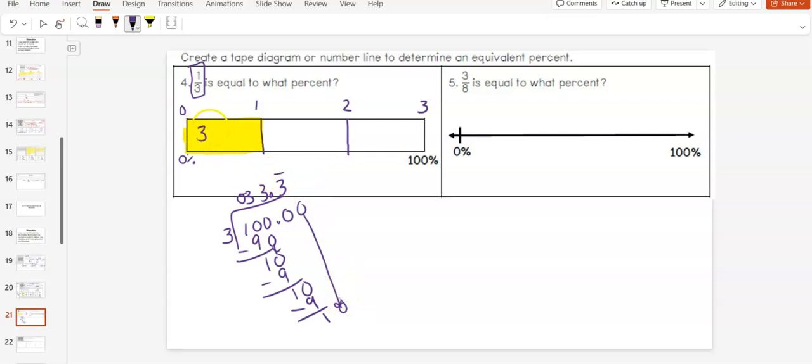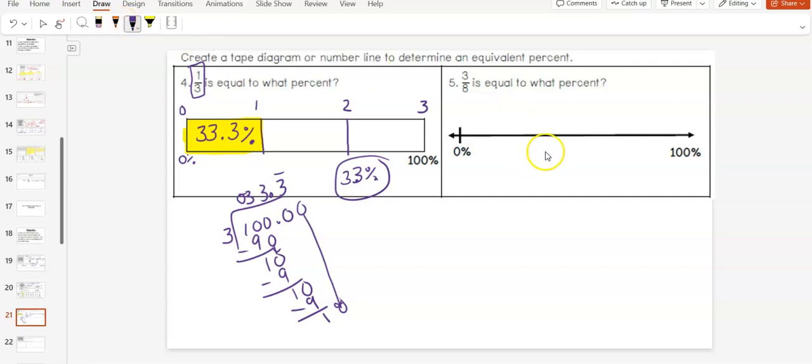So if I estimate and round, it's about 33% or 33.3%. And that is going to be my answer. Let's do just 33%. Let's take off the decimal there.